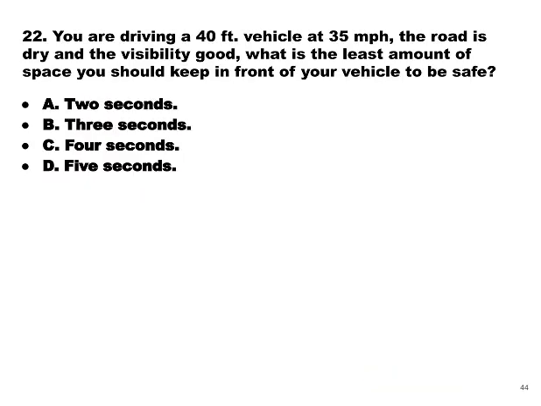You are driving a 40-foot vehicle at 35 miles per hour. The road is dry and the visibility is good. What is the least amount of space you should keep in front of you to be safe? A, 2 seconds, B, 3 seconds, C, 4 seconds, or D, 5 seconds. The answer is C, 4 seconds.